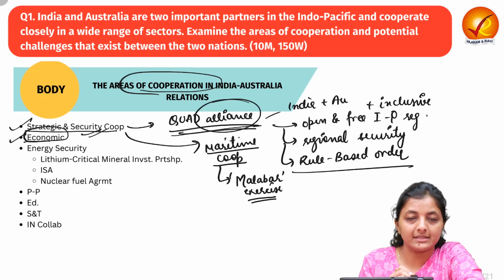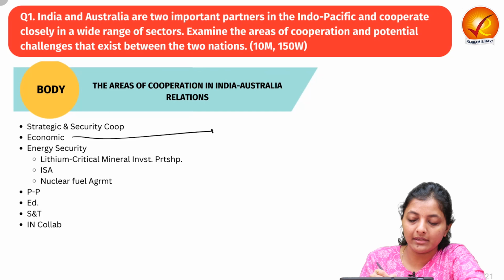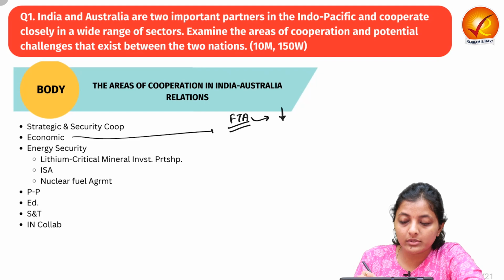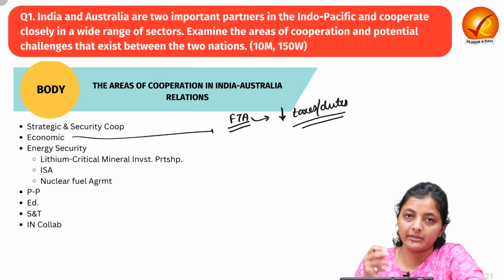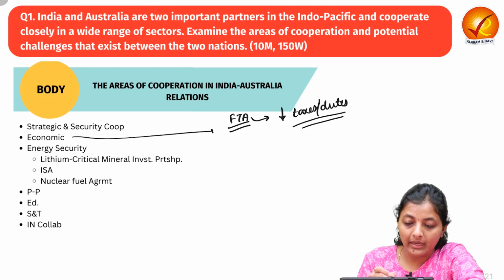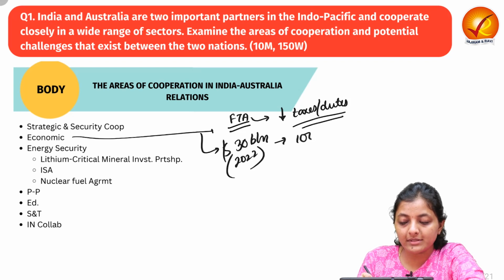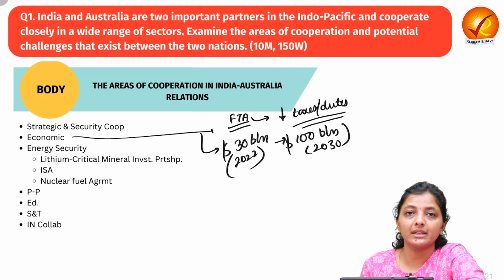Next comes the economic ties or the economic cooperation. Recently, both the countries have signed the free trade agreement. This has substantially reduced the taxes or the duties on the exports and imports of the other country, that is India and Australia. India is aiming to boost the bilateral trade from $30 billion in 2022 to approximately $100 billion by 2030. This way, they are aiming to deepen their economic ties.